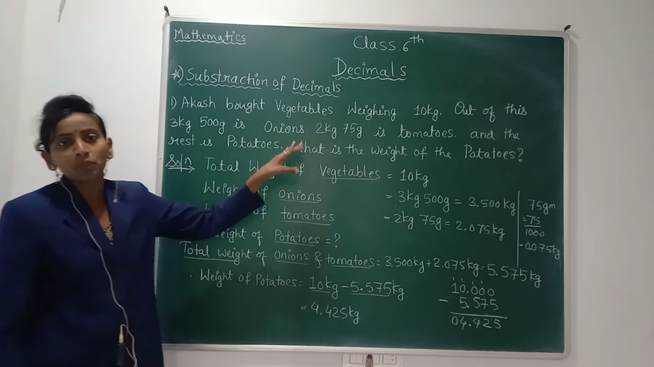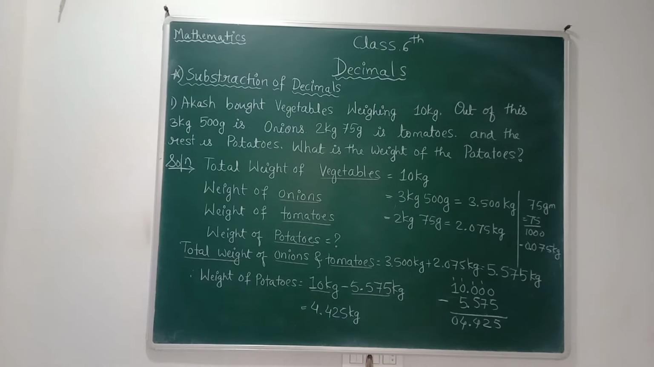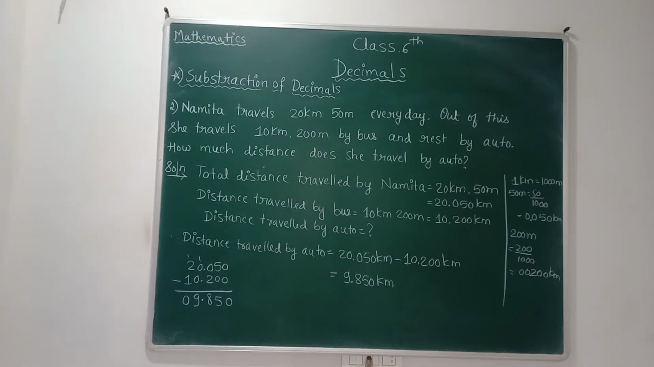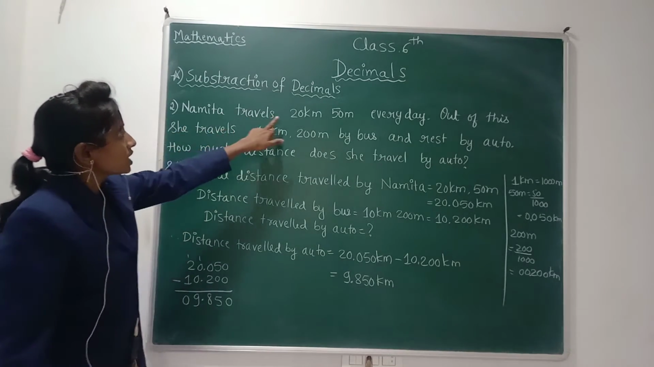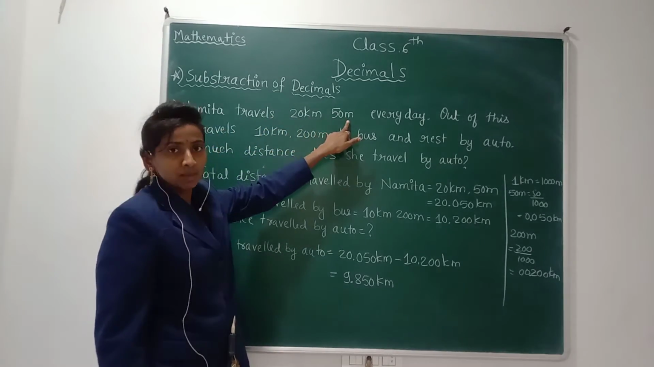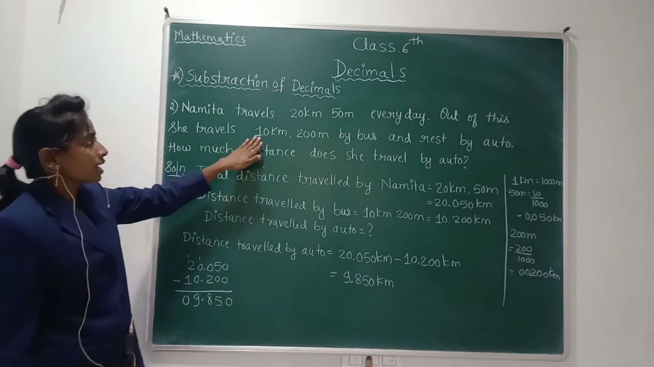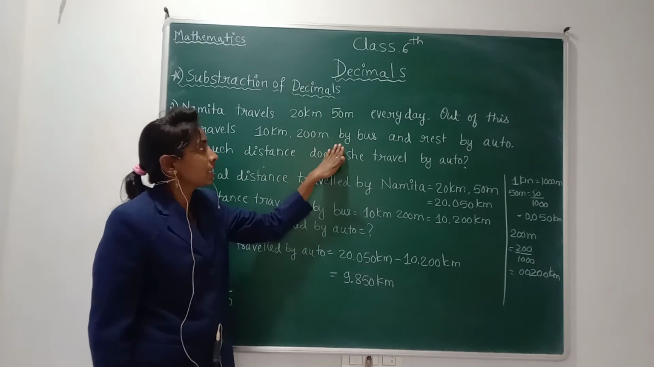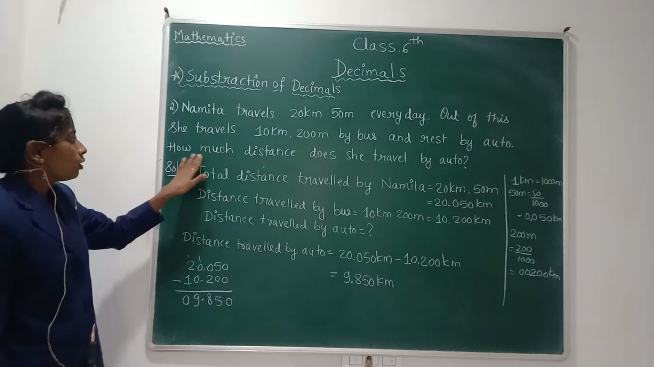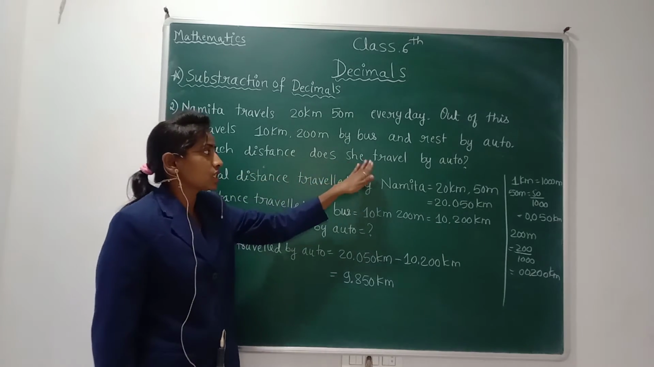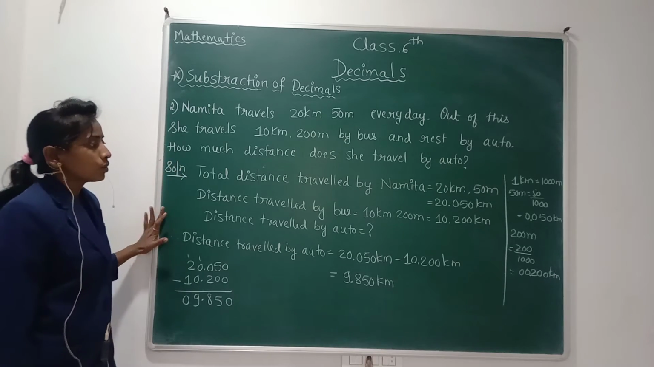Like this statement problems we are doing. Dear students, one more statement problem we have. So Namita travels 20 km 50 meter every day. Out of this she travels 10 km 200 meter by bus and rest by auto. How much distance does she travel by auto, they have asked. So quantities we have to write first.